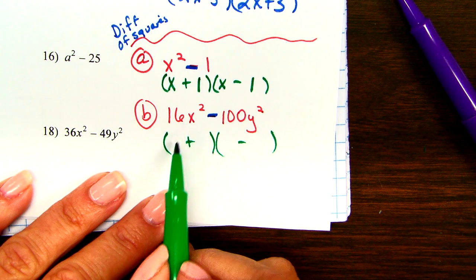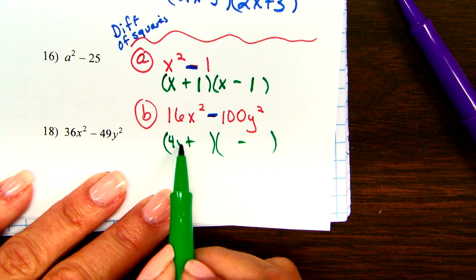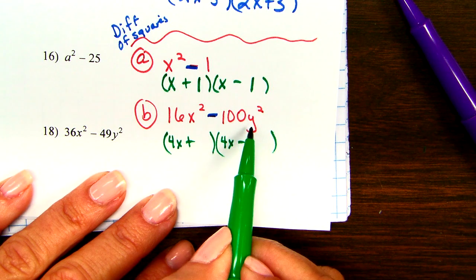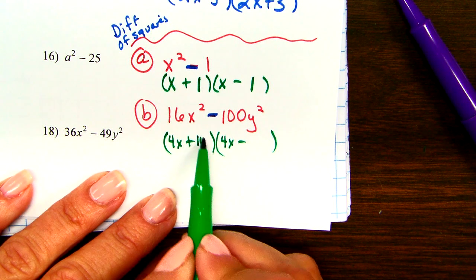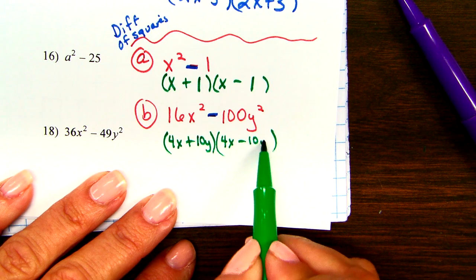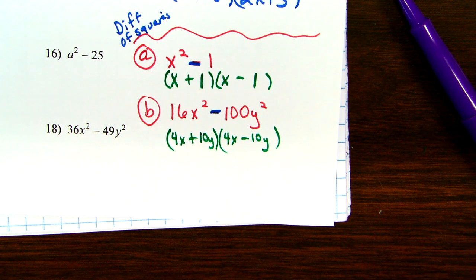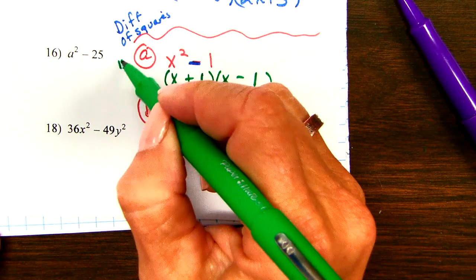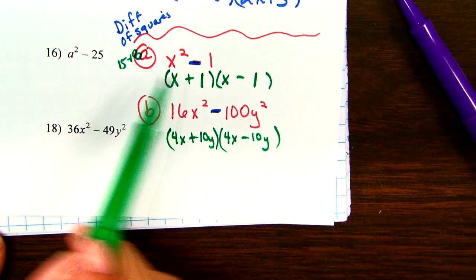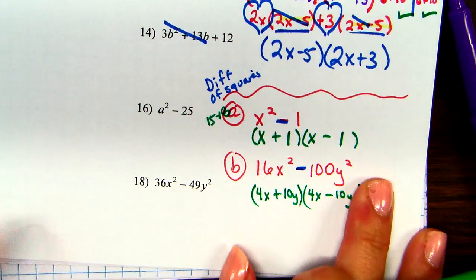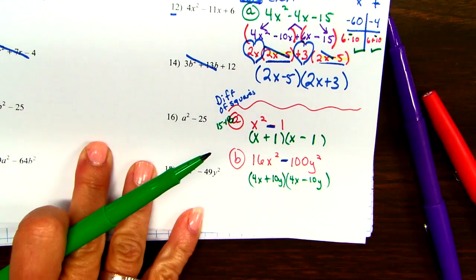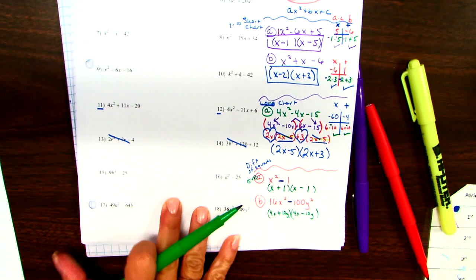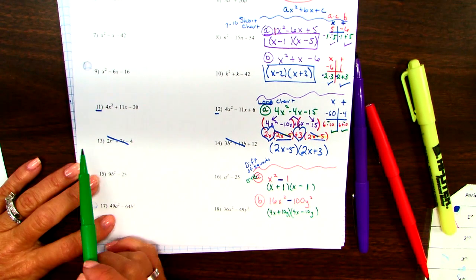Square root of 16x squared is 4x. That goes in the front of both. The square root of 100y squared would be 10y. That's actually a bad example, but we'll talk about it. All right, so that will be 15 through 18. So I put my notes right in line with the problems that go with them. But you should be able to recognize them, all right?